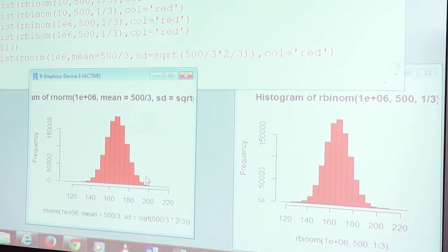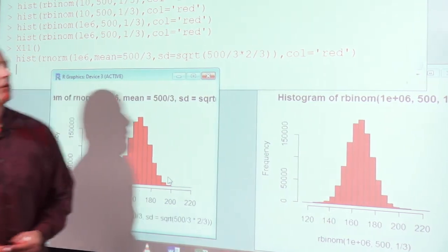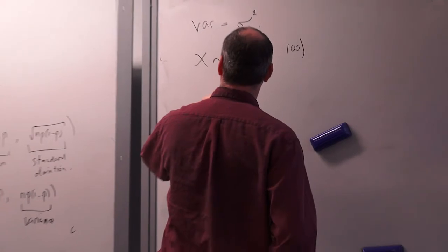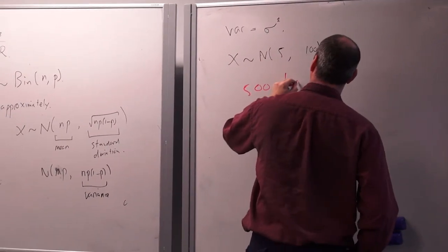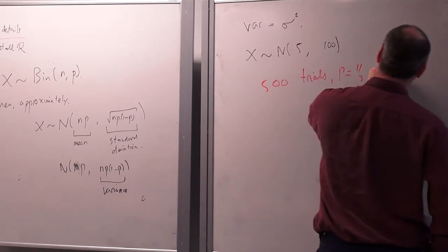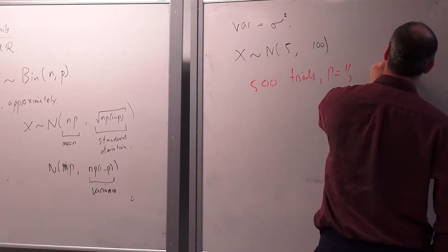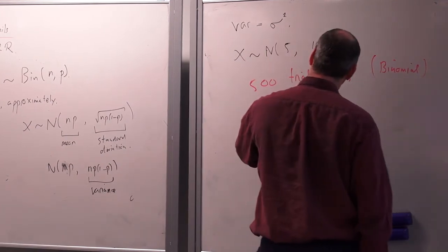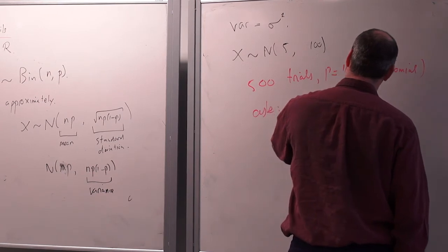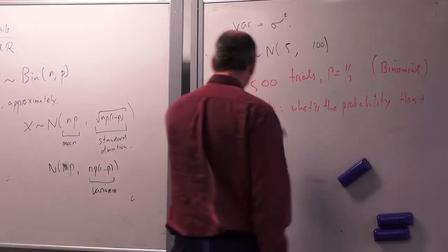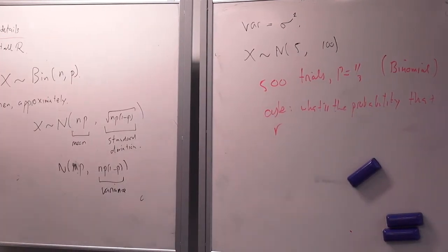So I can ask all sorts of questions now, such as this. If I have 500 trials, p equals 1/3 binomial, I can ask, what is the probability that the number of successes R exceeds, well, let's say 190?